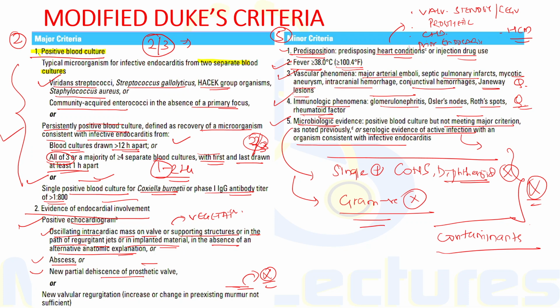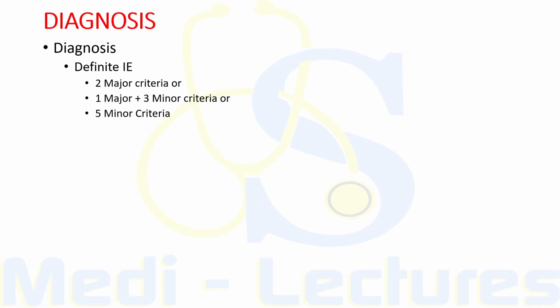So for diagnosis of definite infective endocarditis, either both of the major criteria should be fulfilled, or one major along with 3 minor criteria should be fulfilled, or all of the 5 minor criteria should be fulfilled. This will mark it as definite infective endocarditis.